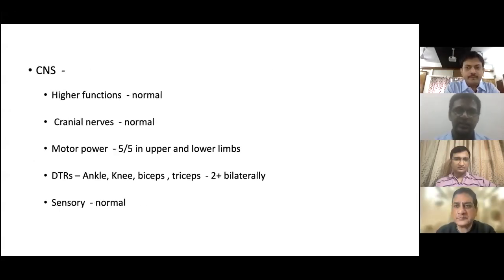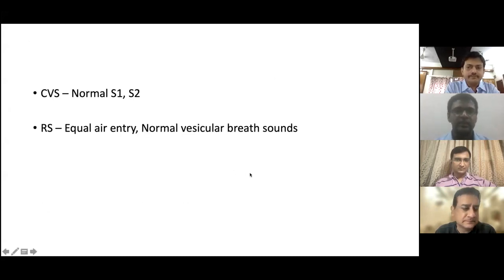On CNS examination, higher mental functions and cranial nerves were normal. Motor power was 5 by 5 in both the upper and lower limbs. His deep tendon reflexes were normal, and his sensory examination was normal. His cardiovascular system and respiratory system examination were also normal.